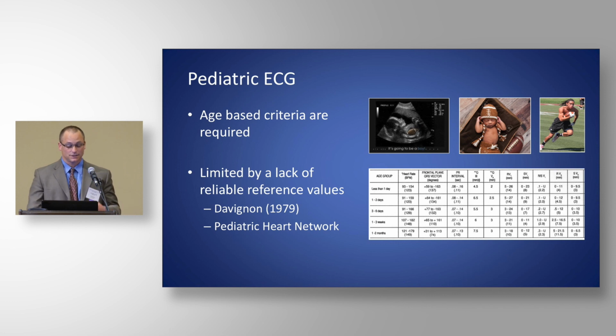And so this is important because the Davignon data set is from 1979. It's mostly Caucasian kids, and it's a small group. Fortunately, the Pediatric Heart Network is coming up with new values for these, which I think will be some dramatic changes.